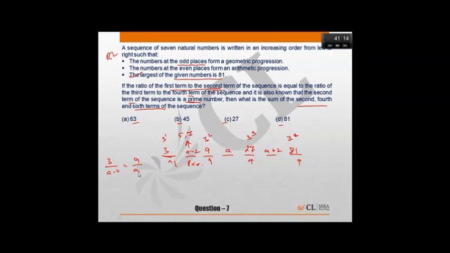So let me just put it here and check out. Or let me just solve it. 3a equal to 9a minus 2, or 6a is equal to 2. Have I made a mistake somewhere? The ratio of the first term to the second term is equal to the ratio of the third term to the fourth term. First, 3 upon a minus 2 equal to 9 upon a. So 3a equal to 9a.